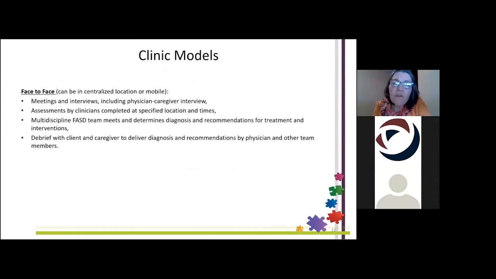I'm going to briefly just go over 2 clinic models to deliver the assessment diagnostic services. First is face-to-face or in-person, where all of the processes are done face-to-face. That includes meetings and interviews, including the physician caregiver and physician client interviews. Assessments by the clinicians are completed at specified location and times, and the multidisciplinary team meets, determines the diagnosis and the recommendations, and also the debrief with the client and caregiver, which delivers the diagnosis and recommendations by the physician and other members, are also done face-to-face.